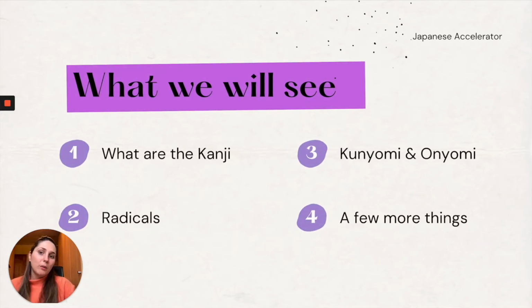So in this video, we will be covering how can we use the kanji, not exactly what the kanjis are, but how they work. Then we will see what the radicals are, the kunyomi and onyomi meaning, and what kunyomi and onyomi is, and a few more things.